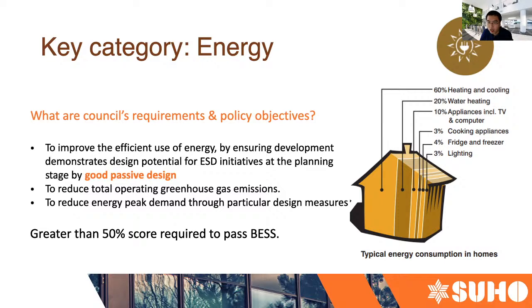There's a figure on the right hand side. It shows typical energy consumption in homes. As you can see there, most of the energy consumption is by heating and cooling. So if we have a good passive design house, then we can reduce lots of heating and cooling load, which means we can reduce lots of greenhouse gas emissions. And please remember here for BESS, we need to achieve more than 50% score to comply with the requirements here.